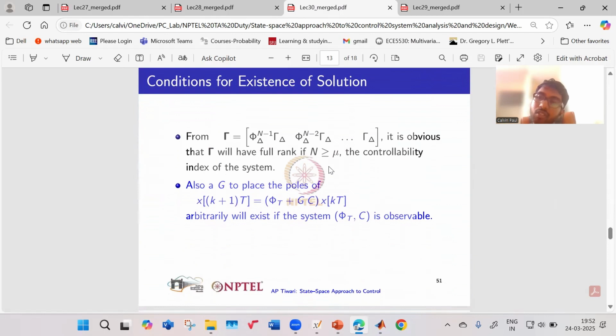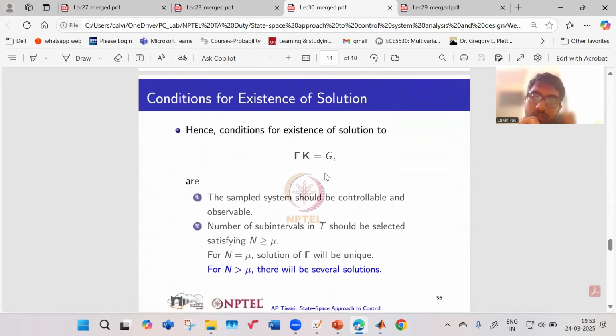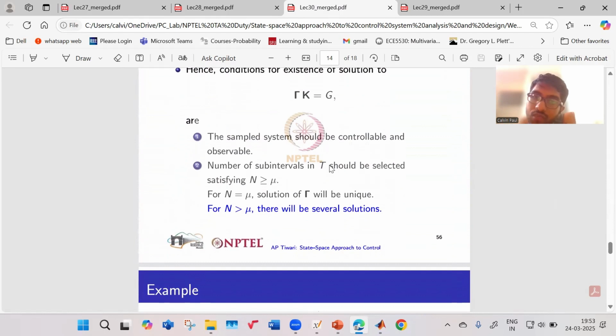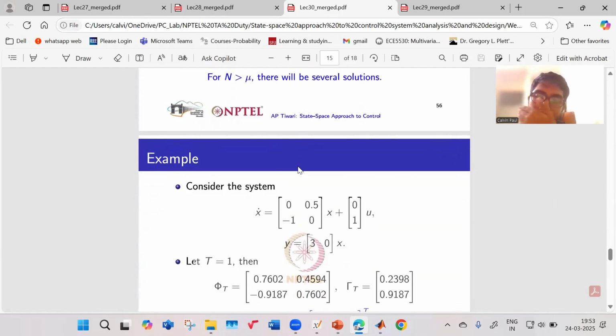Here, in this case, it depends on the controllability index. But in the previous case, it depended on the observability index. In MROC and FOS, it depended on the observability index. In our case now, it depends on the controllability index of the system. So gamma K should be equal to G. What is required is that the sampled system should be controllable and observable. The number of subintervals in T should be selected satisfying n greater than or equal to mu. If n equals mu, the solution of gamma would be unique. If n is greater than mu, then there will be several solutions. If n is less than mu, then we cannot get pole placement with periodic output feedback. We have to increase our sampling rate.